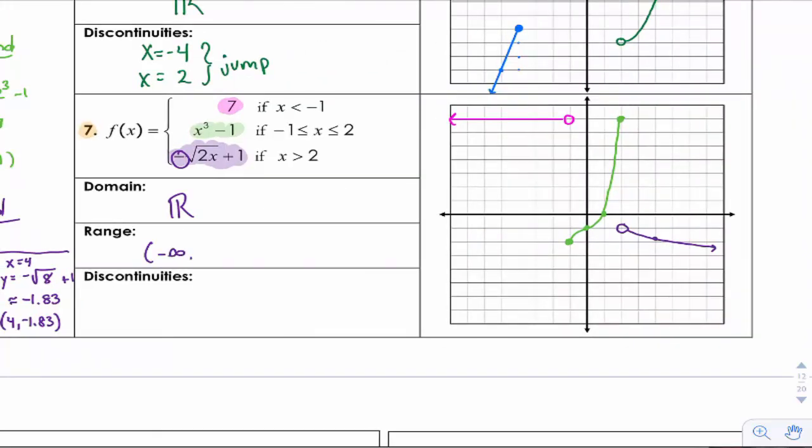So we have negative infinity, and it stops right up here, and that was at 7. So that's as high as this graph will get. It will touch 7. So we'll put a bracket next to that 7. Please put those brackets there.